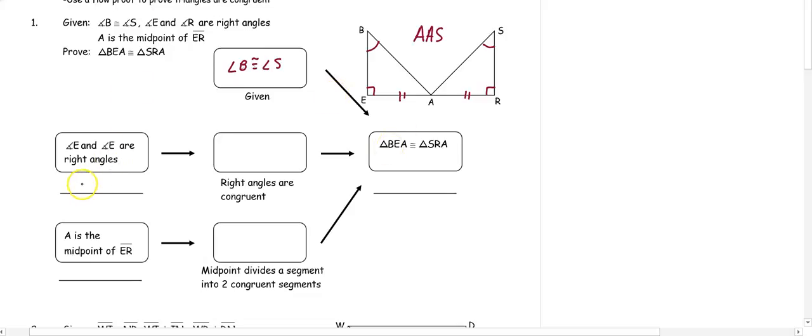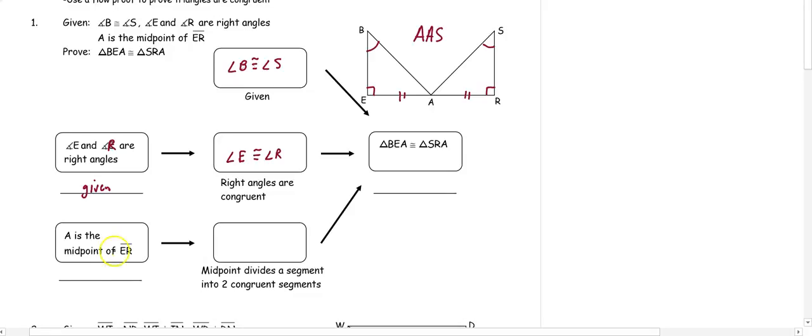Angles E and R are right angles. This is a given statement. Now, once we know they're right angles, we know that they're congruent. So in our next box, we would say they're congruent. Usually we need two steps: we have a given, and then that the angles are right angles. In the proof with two columns, it's the same thing with our flow proof.